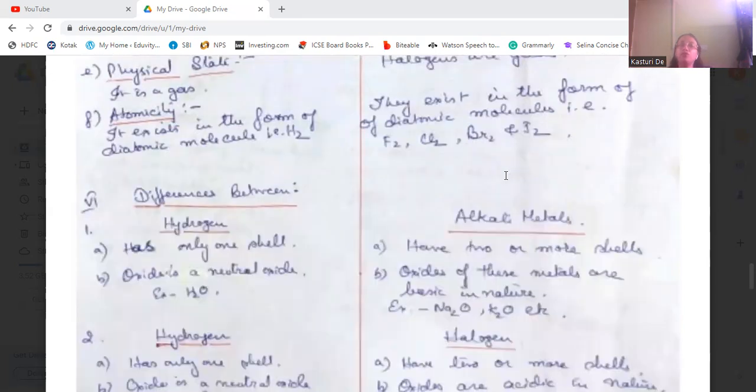Now, let us see some differences between hydrogen and alkali metals, and hydrogen and halogens. The difference between hydrogen and alkali metals is that hydrogen has only 1 shell, while alkali metals have 2 or more shells. Hydrogen oxide is a neutral oxide, that is H2O, whereas alkali oxides are basic in nature: Na2O, K2O, etc. They form a base.